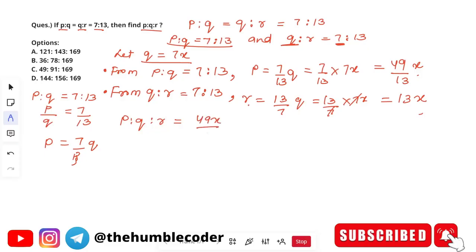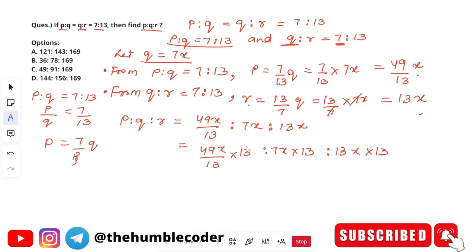49x by 13. This is the P value which we have got. Next value is Q, which is 7x, which we have assumed, and the R value that we have got is 13x. Now what we will do, we will just simply multiply 13 with all the three values to simplify the equation further. So 7x into 13 and 13x into 13.